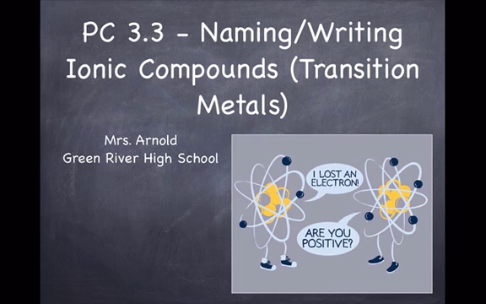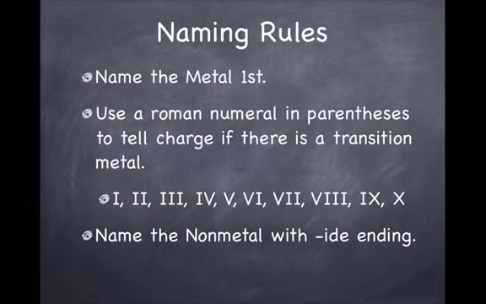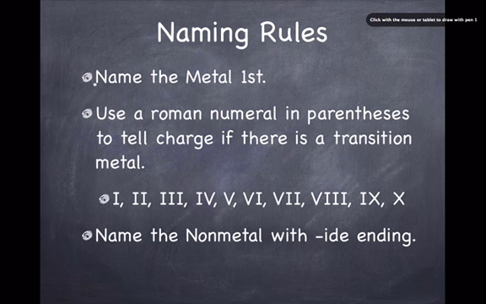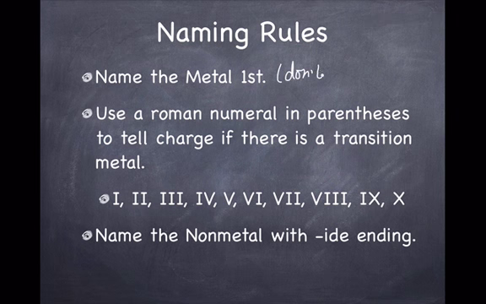This is podcast 3.3 for chemistry, and we're still going to talk about naming and writing ionic compounds, except we're going to add in transition metals. So the first thing are the rules and how they change. The first part where it says name the metal, that doesn't change. That's always what we've done, and remember, don't change the name. So it still stays as just lithium or sodium or potassium.